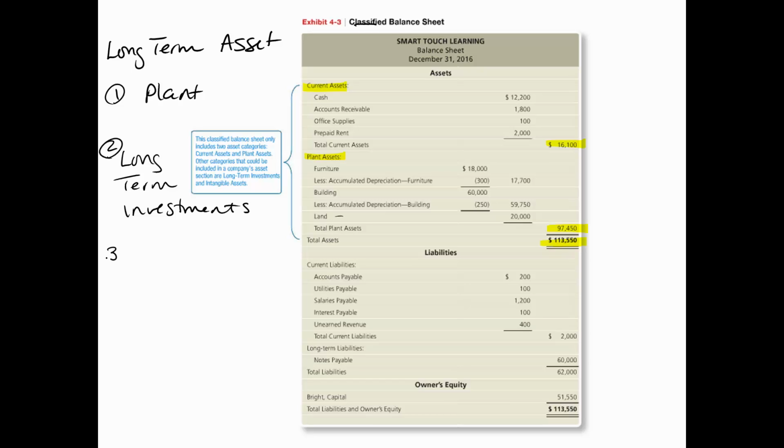And then the third type is intangible. These are things like copyrights or patents. And then the other one you see in there is called goodwill. This is kind of the difference between what the company is worth and just the sum of its assets minus its liabilities.